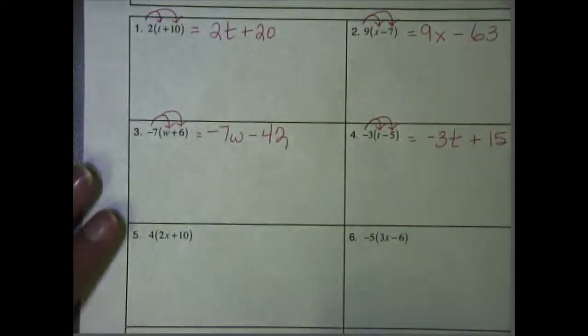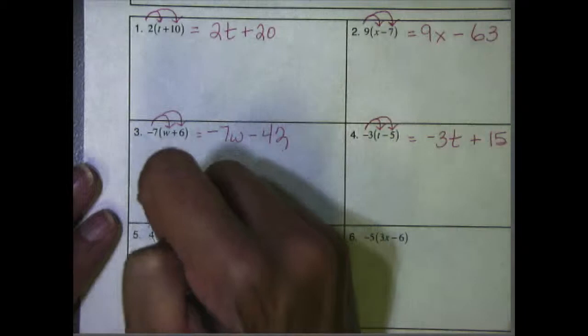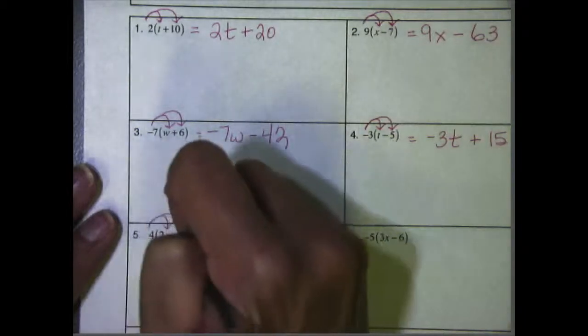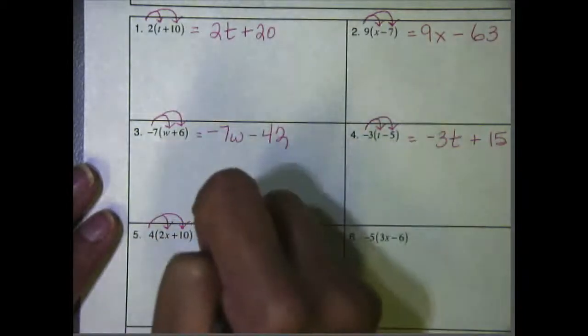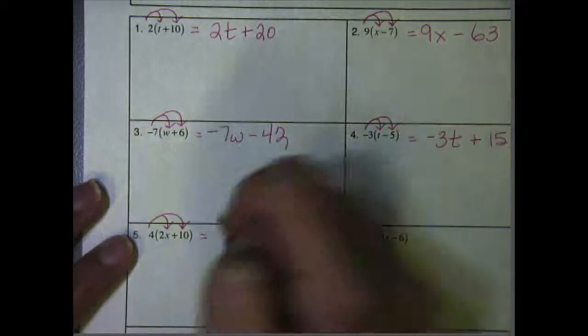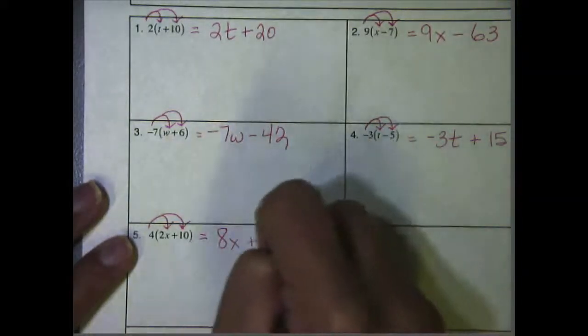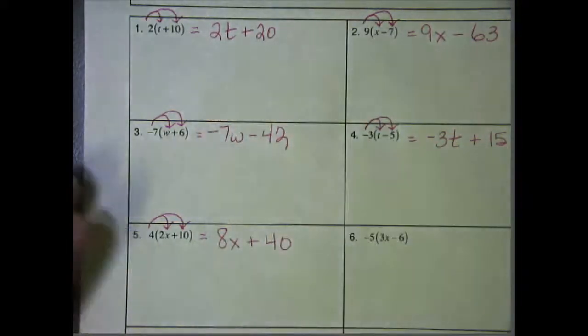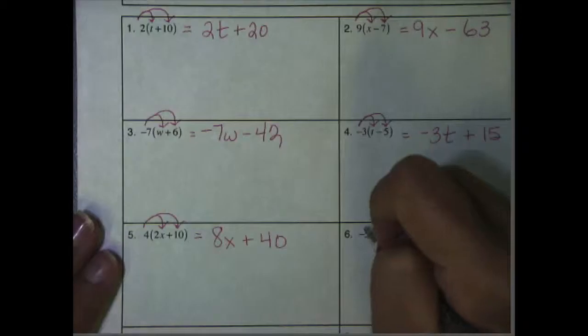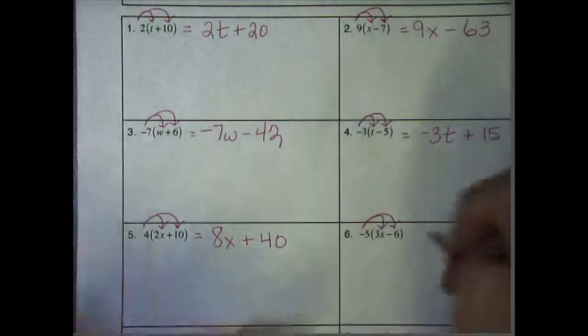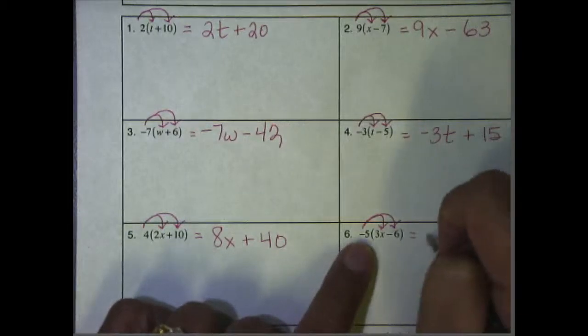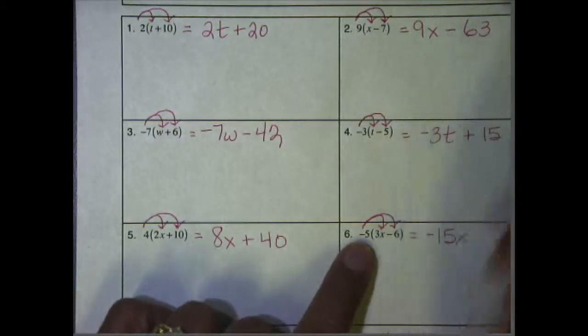Number 5. We'll take what's on the outside, which is 4, and multiply it by everything on the inside, 2x plus 10. So 4 times 2x is 8x, and 4 times 10 is positive 40. Number 6, we'll multiply the negative 5 times 3x minus 6. So negative 5 times 3x is negative 15x, and negative 5 times negative 6 is positive 30.